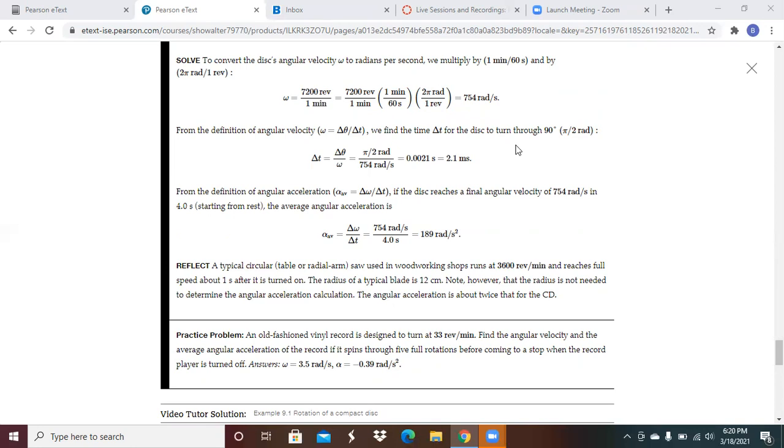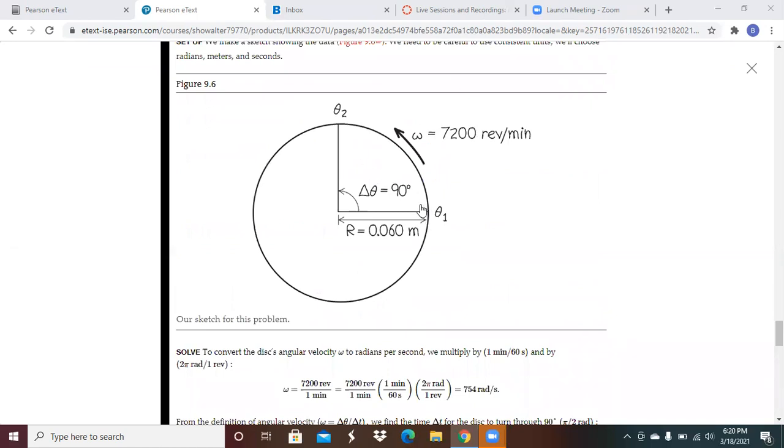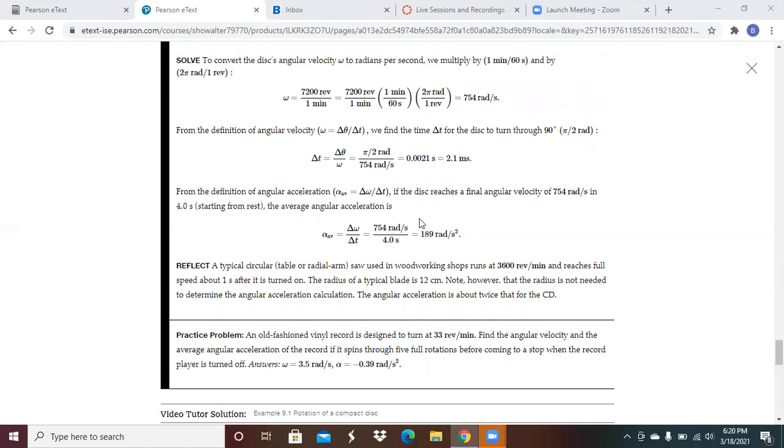From that definition, we're going to find the time delta t that it takes for the disk to turn through 90 degrees. So basically we take the delta t, put it over here, take the omega, put it under there. We know what the change in the angle is because that's going to be pi over 2 radians, because that's the 90. If we were to go a full 180 degrees, that would be pi, but if we go half of that, then we end up at 90 degrees. We know how fast it's going at that point. It takes 2.1 milliseconds to turn 90 degrees.